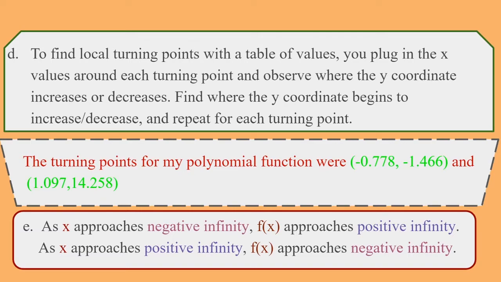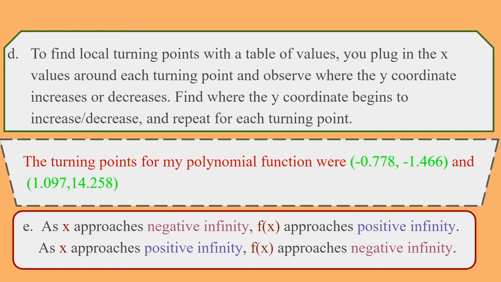My polynomial function only had 2 turning points, those of which being negative 0.778, negative 1.466, as well as 1.097, 14.258. The end behavior of my polynomial function would be this. As x approaches negative infinity, f of x approaches positive infinity. And as x approaches positive infinity, f of x approaches negative infinity.